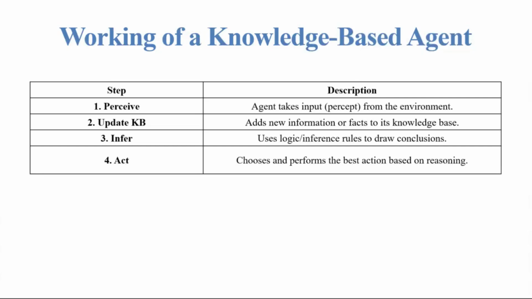Step five: execute the action. The final step is to perform the selected action. This is where the AI interacts with the real world. For example, a chatbot displays the answer on your screen. Google Maps suggests an alternative route. A robot picks up an object. A self-driving car slows down, and a smart home system switches on the lights. The action depends entirely on the conclusion reached by the inference engine.